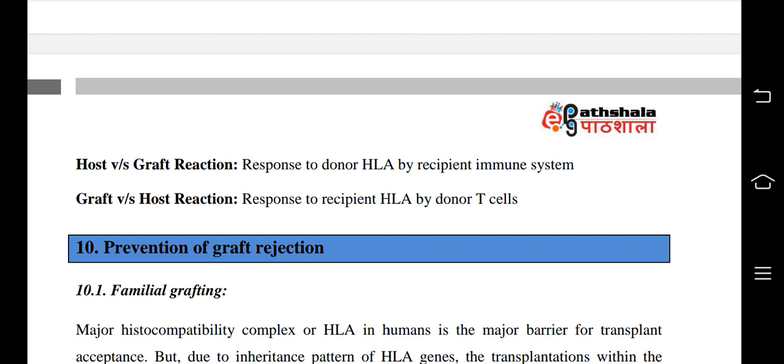Host versus graft reaction responds to donor HLA by the recipient immune system. Then graft versus host reaction responds to recipient HLA by donor T cells.